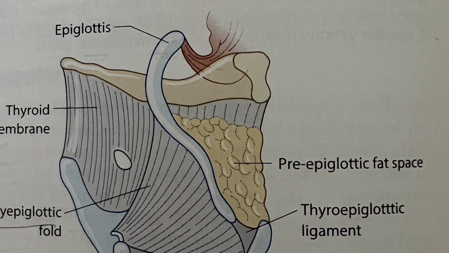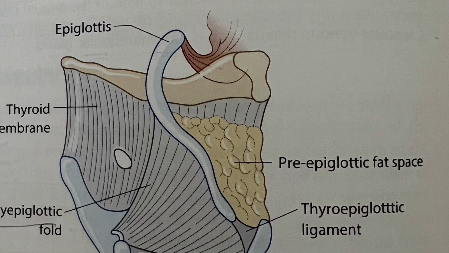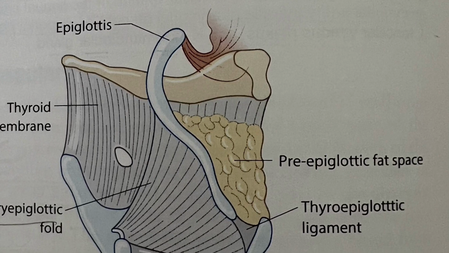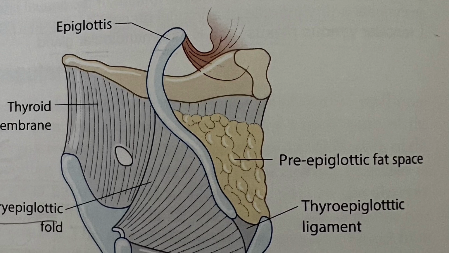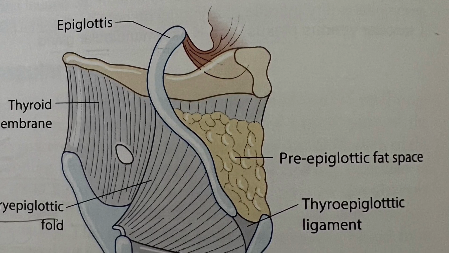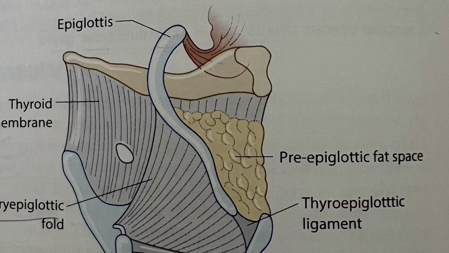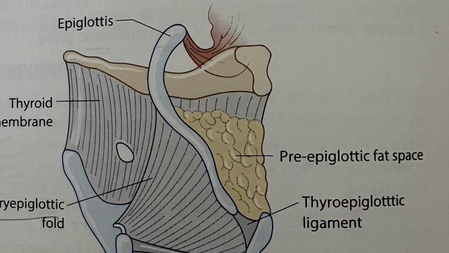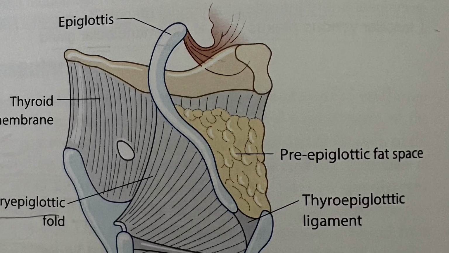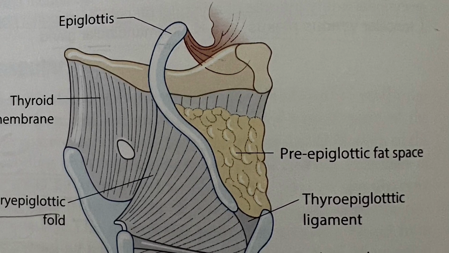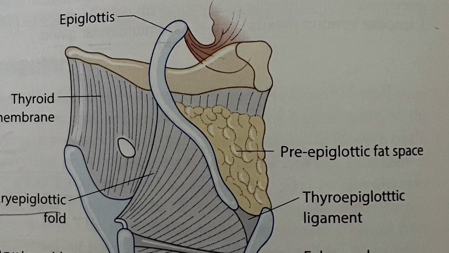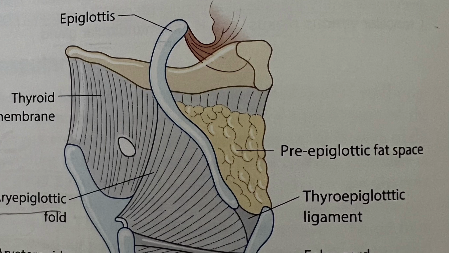Superior to the anterior commissure, there is the thyroepiglottic ligament, attached from the epiglottis to the thyroid cartilage. The epiglottis cartilage extends superiorly and posteriorly, forming an important anatomical structure within the larynx called the preepiglottic space. The preepiglottic space is bounded anteriorly by the thyrohyoid membrane and hyoid bone, posteriorly by the epiglottis, and superiorly by the hyoepiglottic ligament, connecting the epiglottis to the hyoid bone.